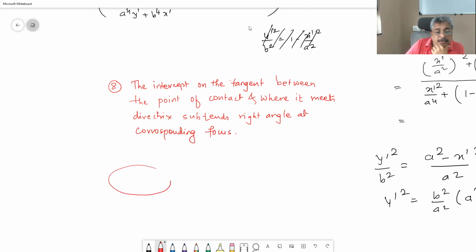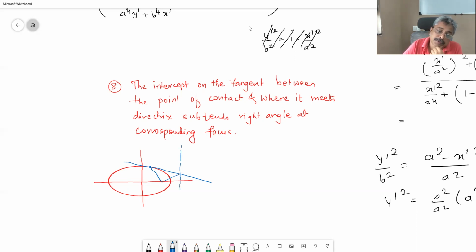This is ellipse. This is focus. Draw tangent. At this point you are drawing tangent. Then this angle. This is your directrix. This angle is 90. Always, no matter where you draw that tangent, that angle is always 90. Easy. Prove it.